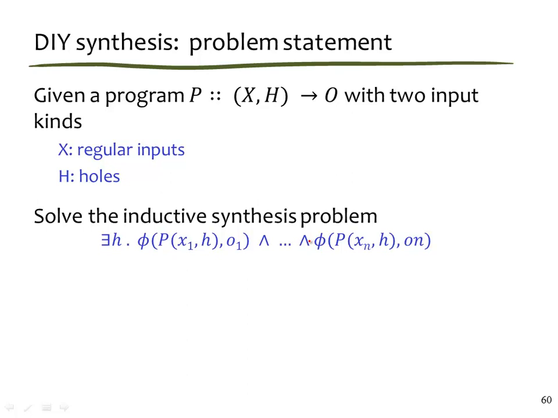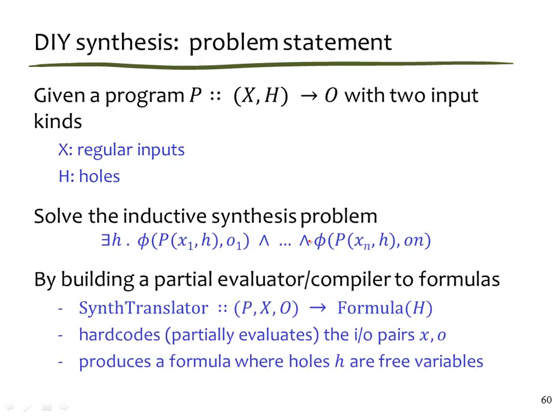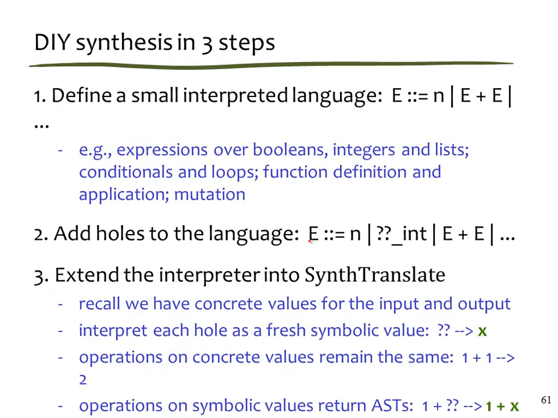We assume that input-output pairs are given. And how are we going to do it? Well, we're going to build this partial evaluator. And as you're going to see, it's going to generate a formula that's parametric in the holes. And it hard codes everything else. And the holes in the formula, of course, are free variables. We're going to do it in 3 steps.